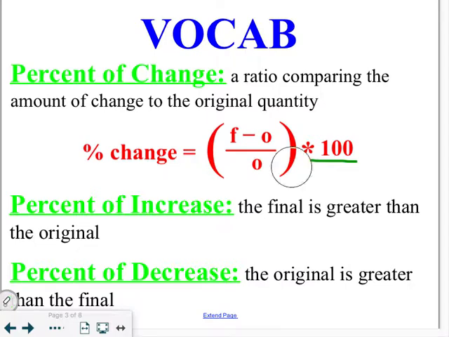Make sure when you are solving these problems, if necessary, you are rounding to 2 decimal places. So we want to have 2 decimal places for accuracy.